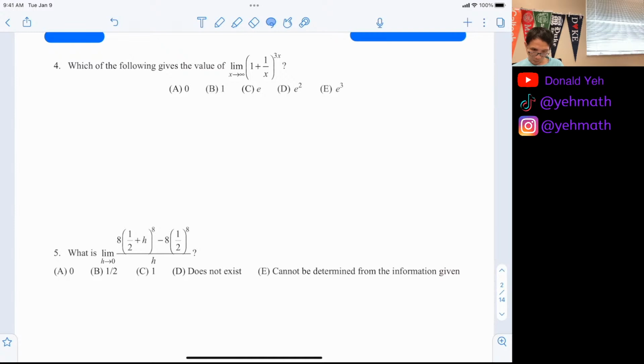I don't understand how you guys get 1 for 4. You get ln on both sides. What is the answer? e to the third. e to the 3x plus 3. Is that right? I feel like it's not right. It's e to the third. So then how do we get there?